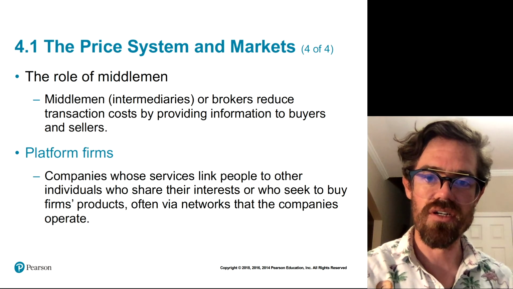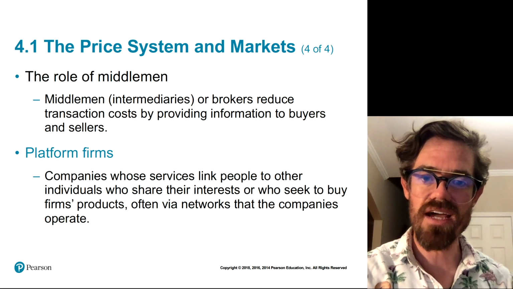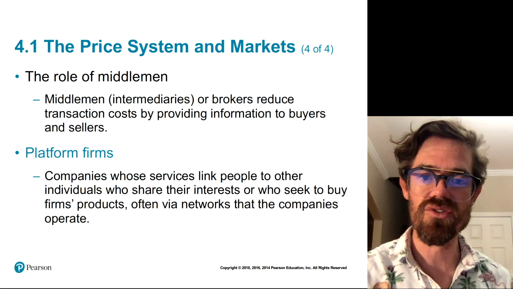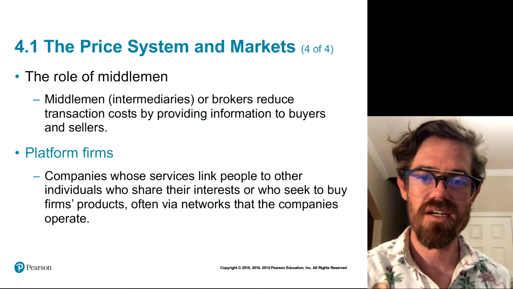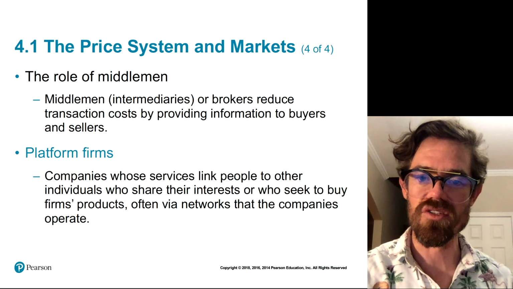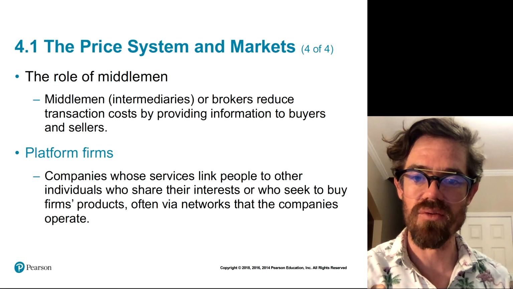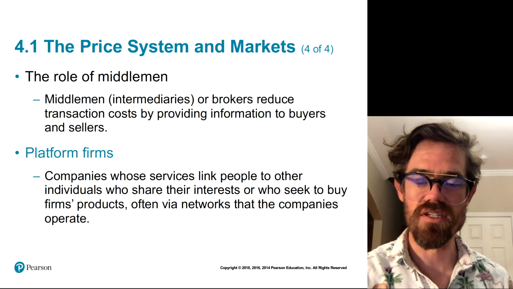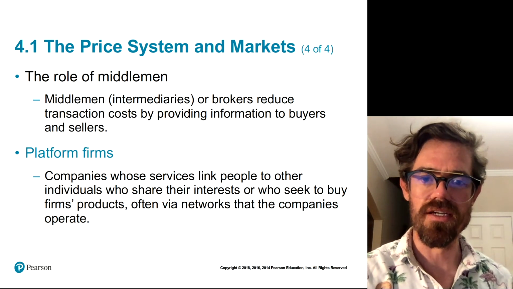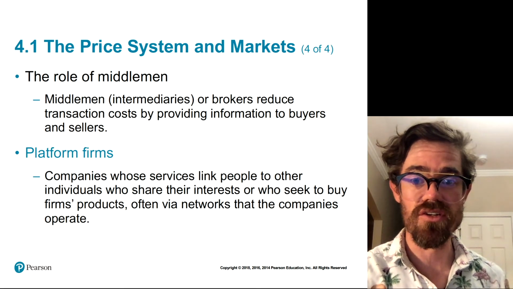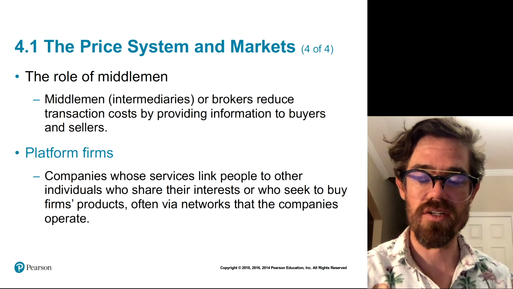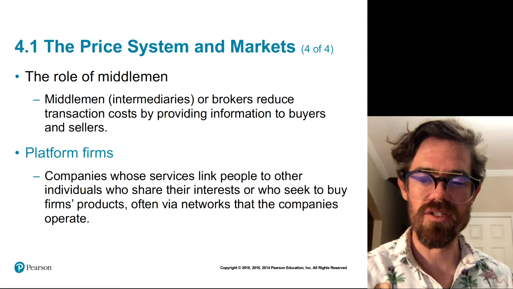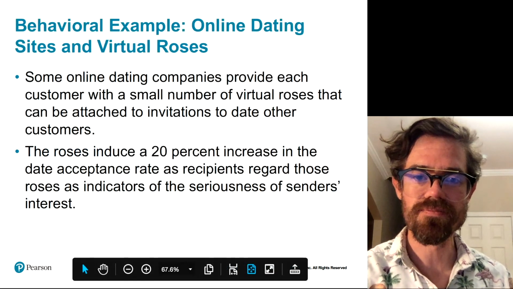Something related to middlemen or intermediaries are platform firms. These are companies whose service is to link people to other individuals who share their interests, or who seek to buy firms' products. It's usually through some sort of network, like maybe a social network or some other kind of network, and it's usually a network that the platform firms themselves operate. So Amazon really is an example of a platform firm. Facebook is also an example of a platform firm, somewhat related to middlemen, although not necessarily the same thing.